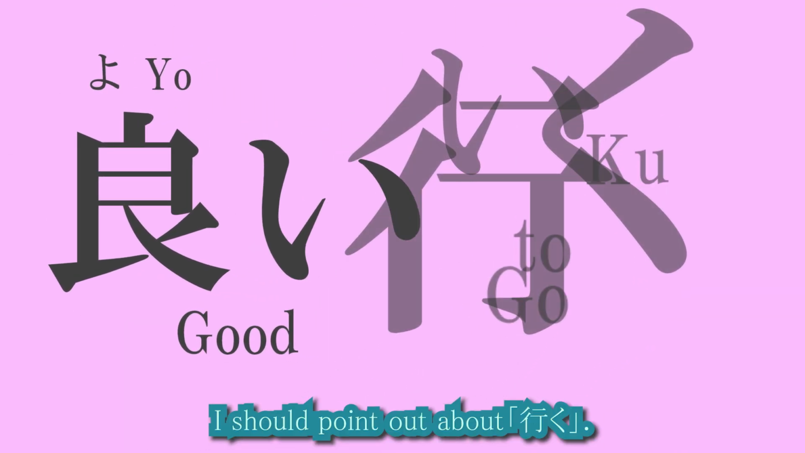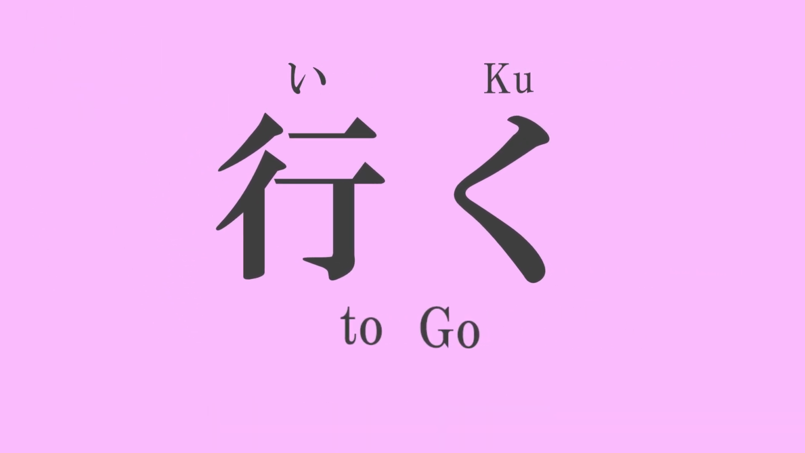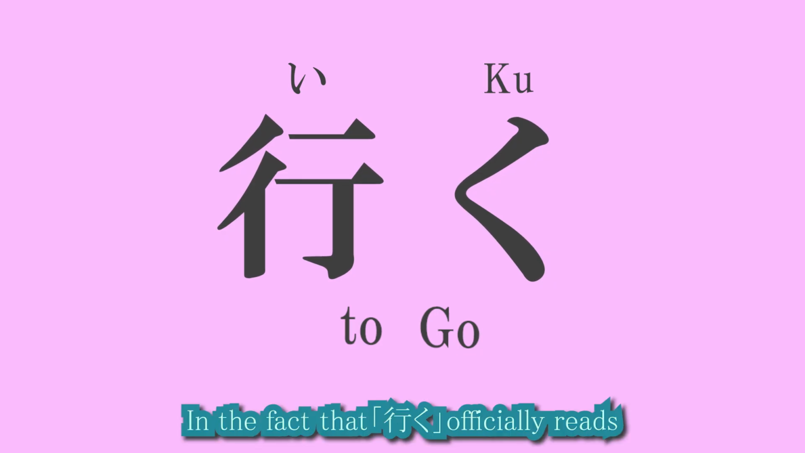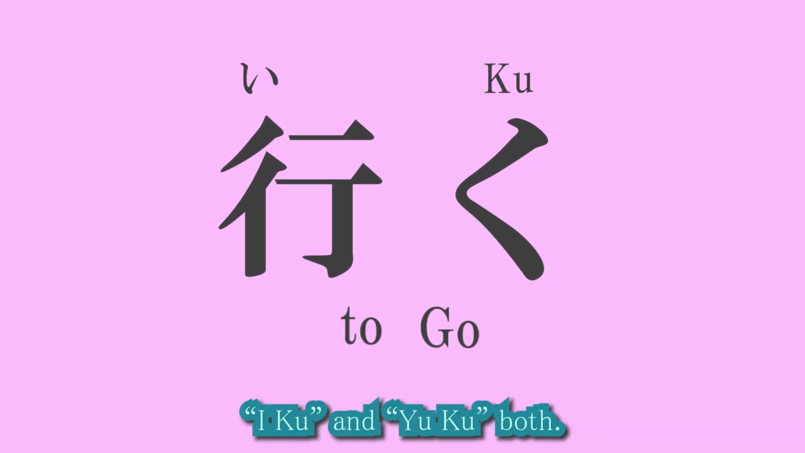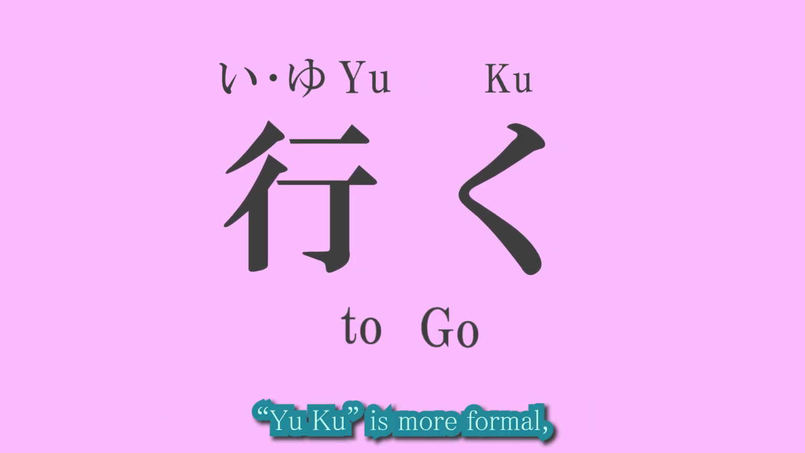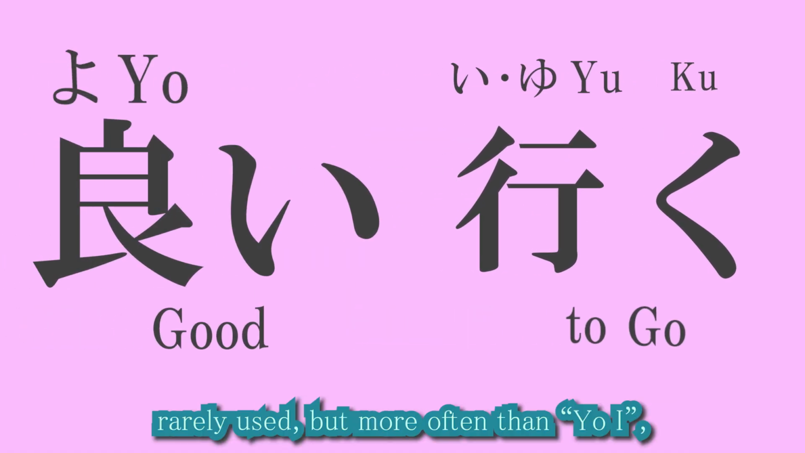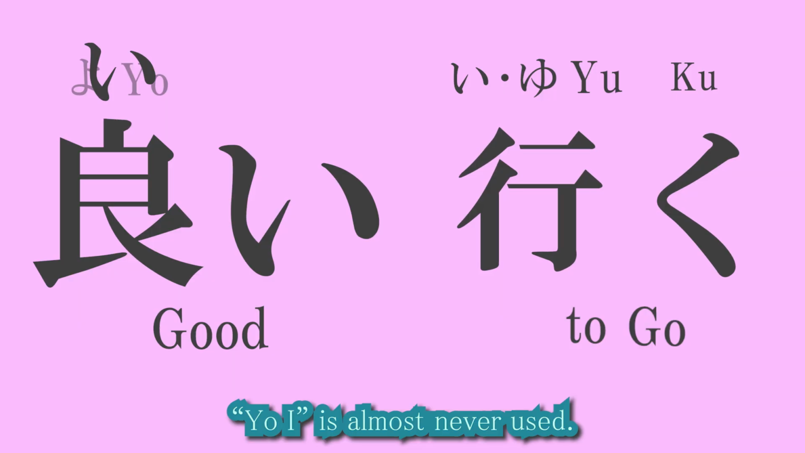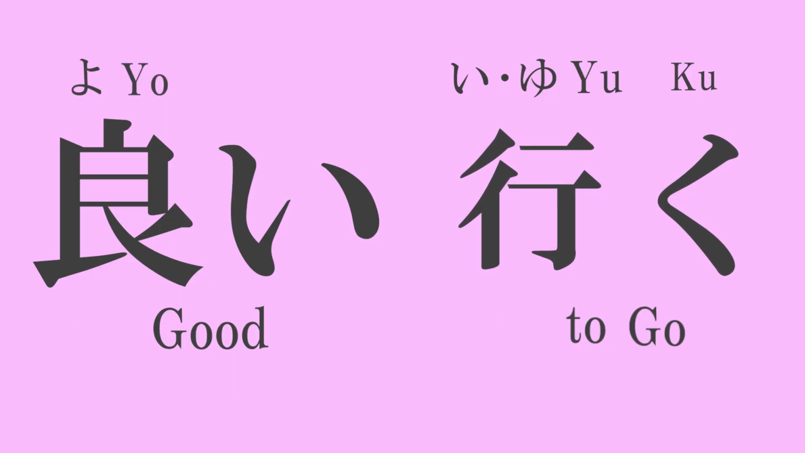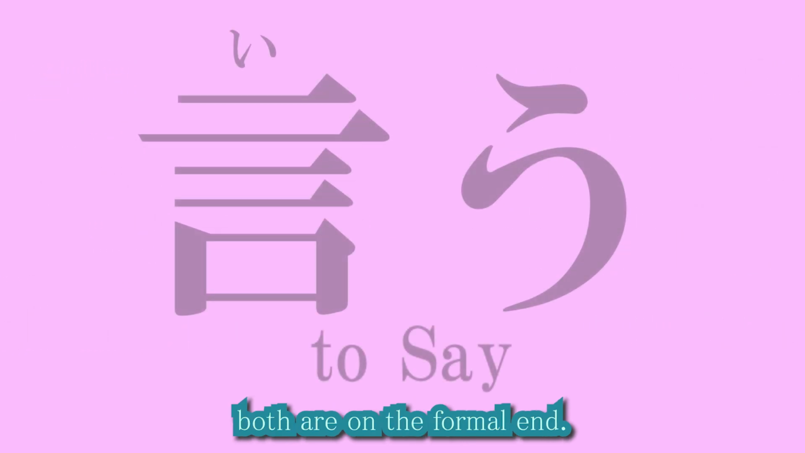I should point out about いく. いく is different from よい in the fact that 行く officially reads いく and ゆく both. いく is rather casual but formal also. ゆく is more formal, rarely used but more often than よい. よい is almost never used. よい and ゆく both are on the formal end.